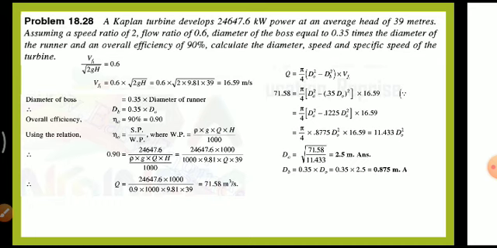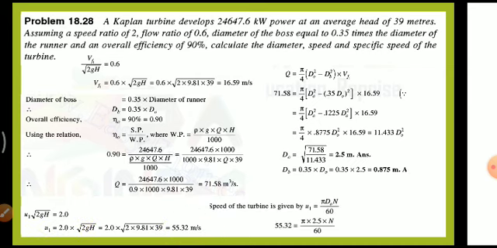Second thing we have to calculate is the speed. Speed is given by u is equal to pi D N by 60. Since u is not given, we can use the speed ratio equation. The speed ratio is given as 2. So speed ratio equals u divided by root 2gH, or u is equal to speed ratio times root 2gH, and we'll get the value of u as 55.32 meter per second. And u can be compared with pi D N by 60, and since the diameter is known, we can calculate the value of RPM. So we have calculated the diameter and the speed. The last thing we have to calculate is the specific speed.